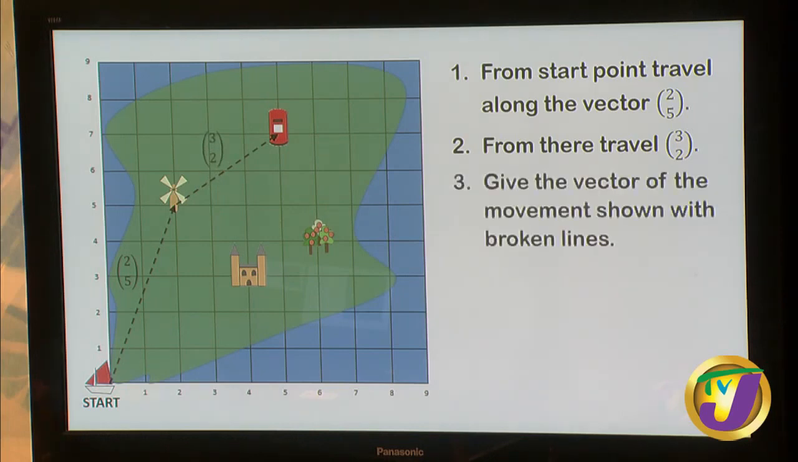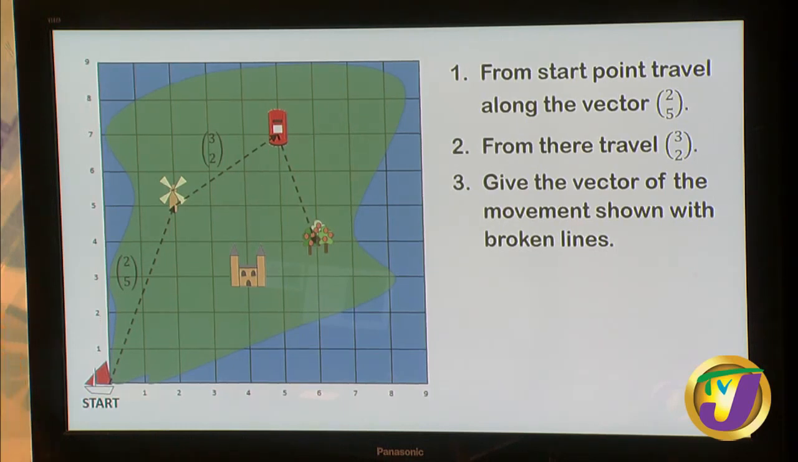All right, now this is saying give the vector of the movement shown with the broken lines. So we're moving from the car now to the, I'm going to say the apple trees. Could be a forest. Who knows? But yes. So I'm looking at this, Latoya, and I'm seeing the horizontal movement is a rightward movement. So I see that that's positive 1. But then I'm moving downward, and it's 3 units down. So that vector looks like 1, -3. Am I correct? All right, let's see.